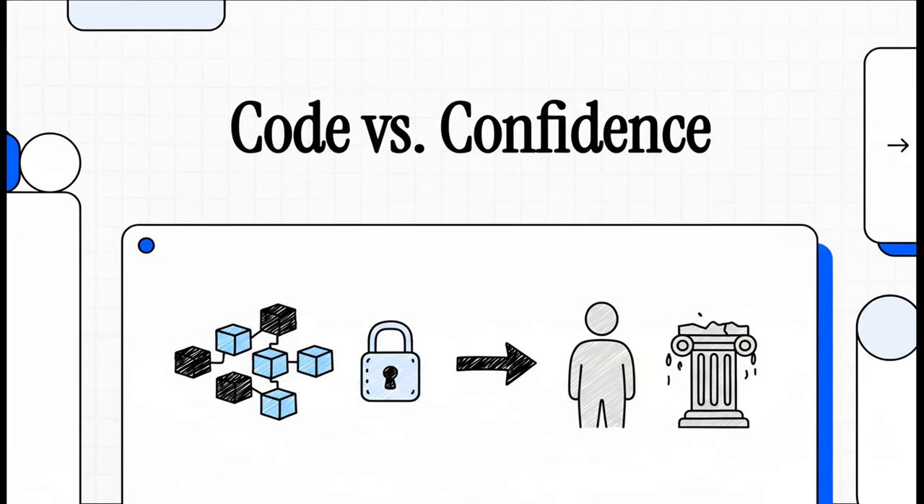All right, let's talk about blockchain. We're going to cut through all the noise and the jargon today. The big idea here is a massive shift, a move away from trusting people and institutions, and instead putting our confidence directly into code that's totally transparent and open for anyone to see.